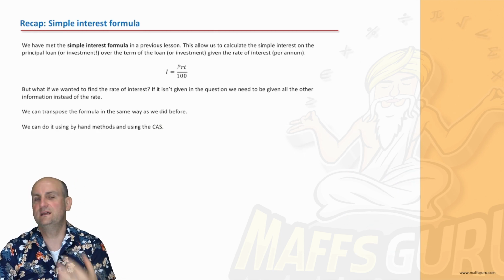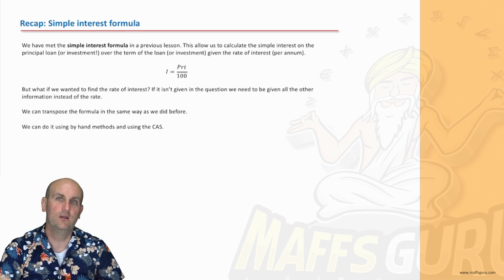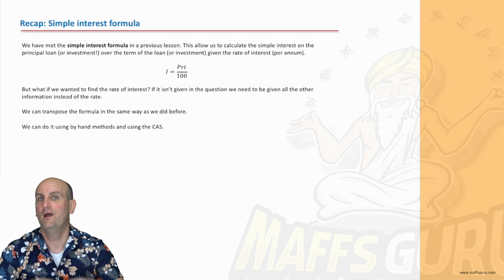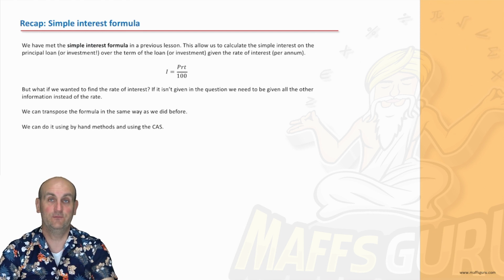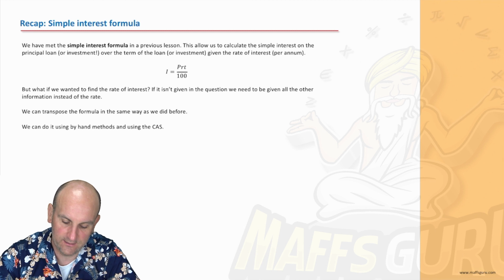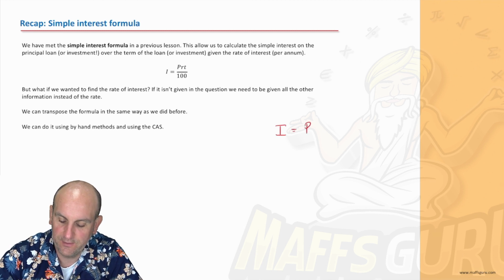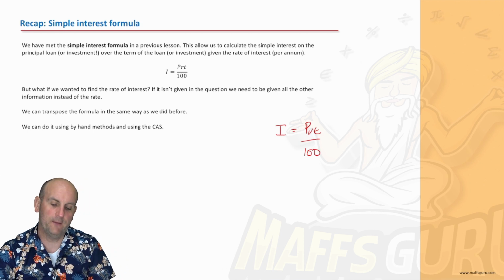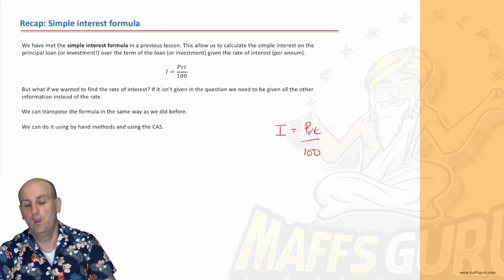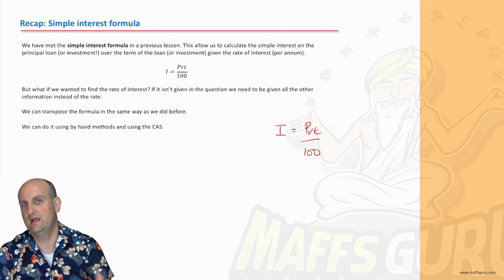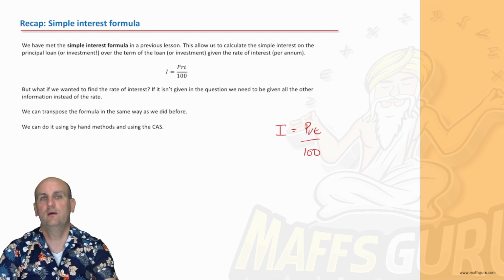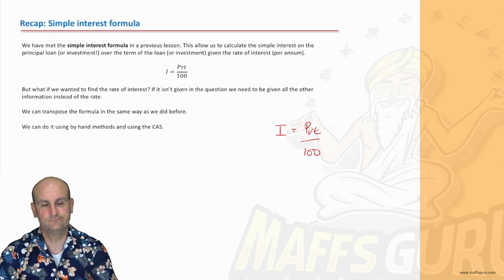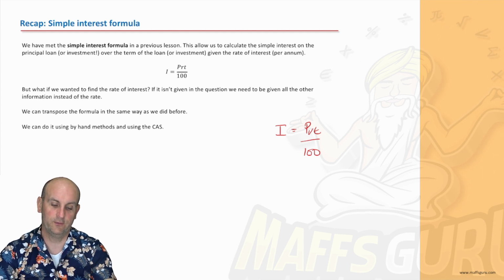Right, so what was our simple interest formula? It was a way of working out the interest we would get on a fixed amount of money over a period of time at a given rate of interest. All right, so we had I is equal to PRT on 100. There we go, right? But what if that's just giving me the interest? What if they actually gave me the interest and the rate and the time and asked me to find the principal? Can't at the moment. Well, we could if we transposed the formula.